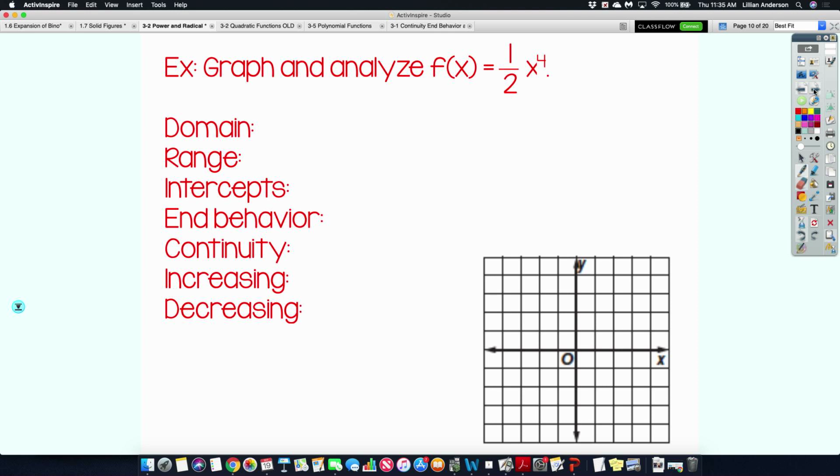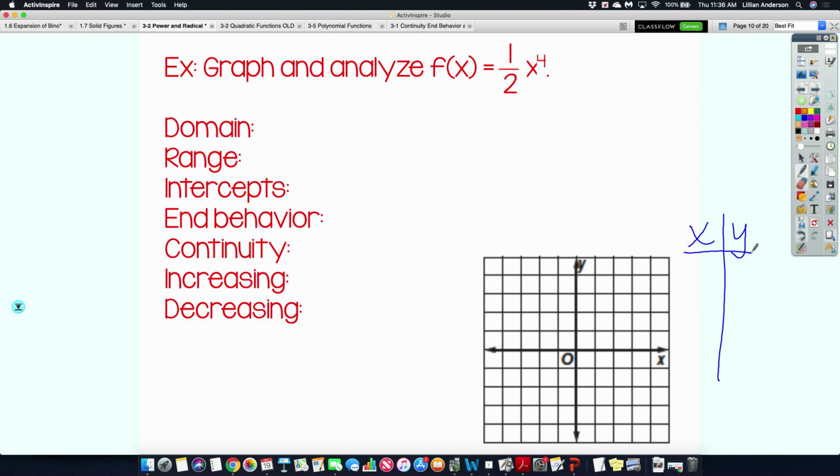Now, not every power function is going to have those. So if it doesn't have any of those types of discontinuity, you say none. Simple as that. But if it does, you say what it is and where it is. And we talked about increasing and decreasing back in Unit 1. Increasing means where the graph is going up, decreasing, going down, okay?